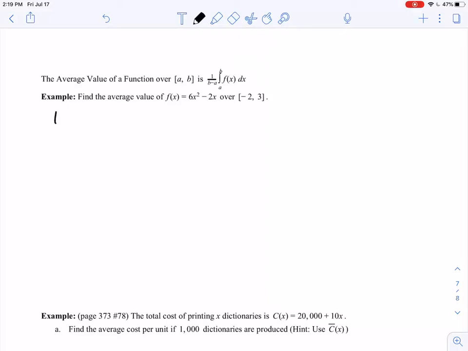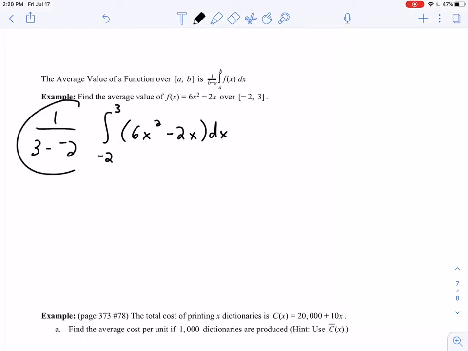So 1 over b minus a, this will be 1 over 3 minus negative 2, times the definite integral from negative 2 to 3 of our function f of x, that is 6x squared minus 2x dx. So I'm just trying to evaluate this definite integral, and then at the end of this, I'll multiply by 1/5. So here, 1 over 3 minus negative 2, that is 1/5.